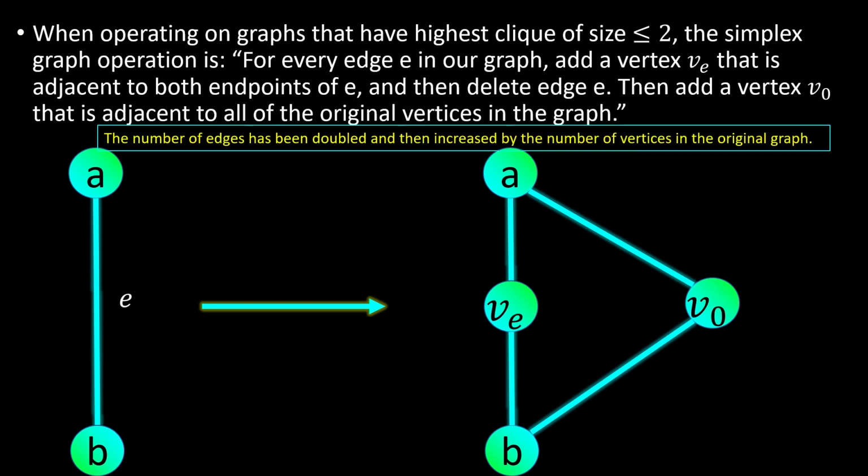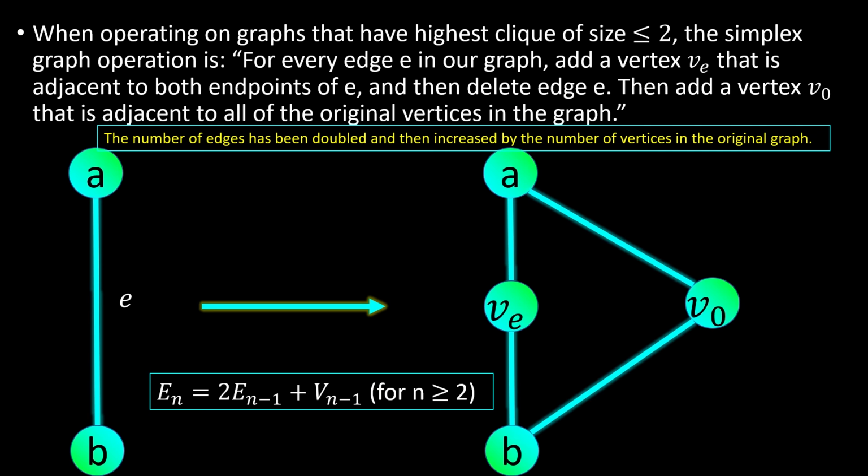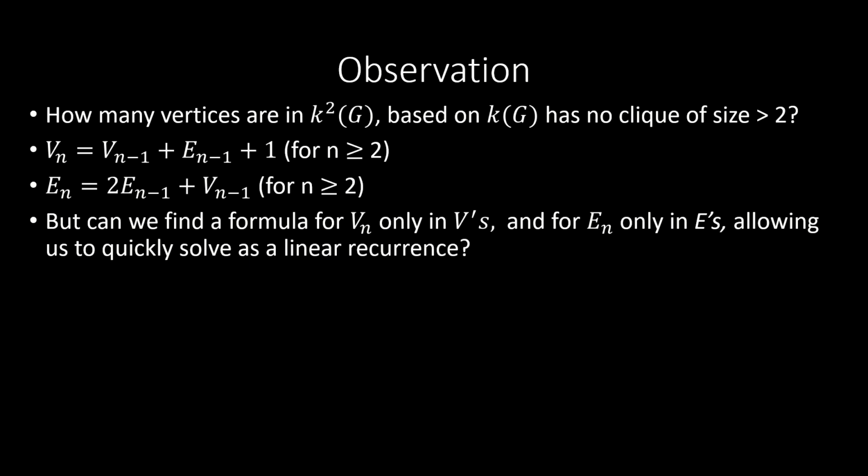Note that the number of edges in this graph is the double of the number of edges in the previous graph plus the number of vertices in the previous graph. With this new perspective, we see that the number of edges in the simplex of a simplex graph is always the sum of twice the number of edges in the previous simplex graph with the number of vertices in the previous simplex graph. Alright, we have two recursive formulas we can work with now.